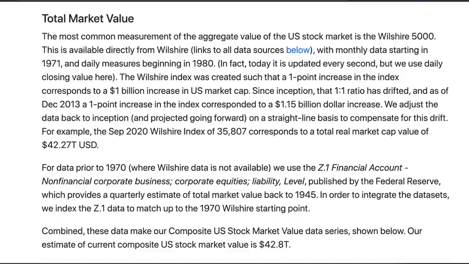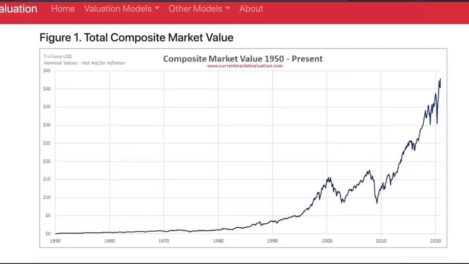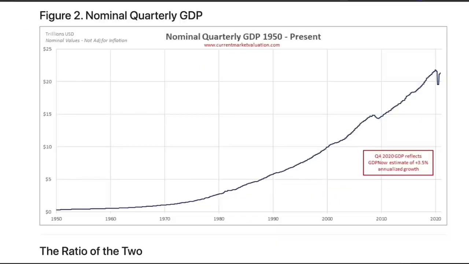Originally it was called the Wilshire 5000 because back in the early 70s there were 5,000 stocks included in this calculation. There are many estimates of composite market value. Here's another graph showing an estimate of the total US stock market of around 42 or 43 trillion US dollars. The GDP represents the total production of the US economy and it's measured quarterly.